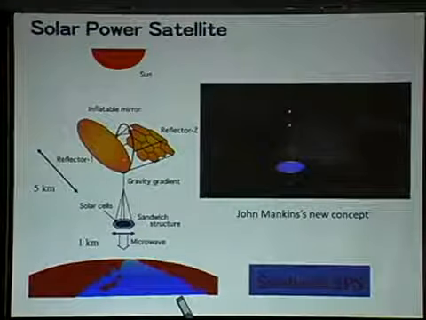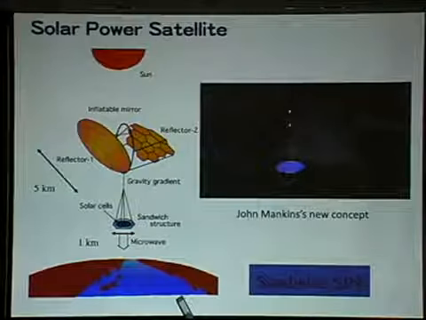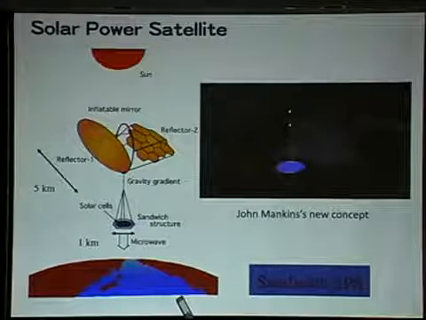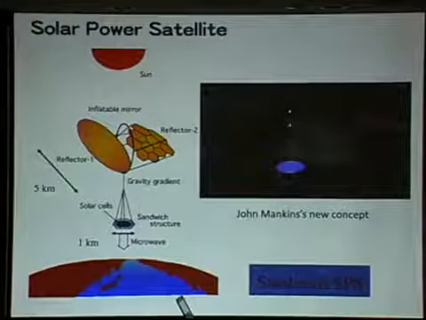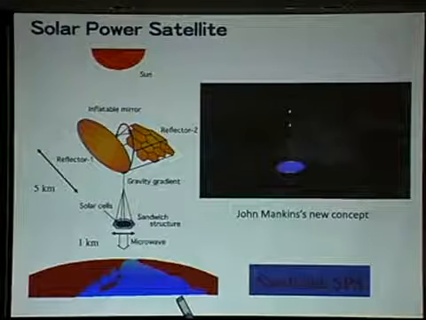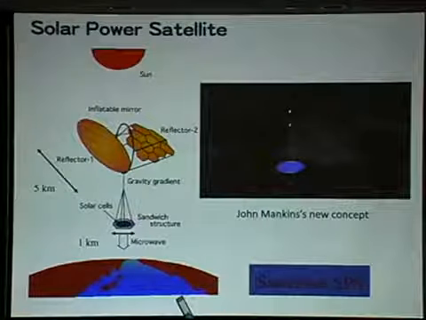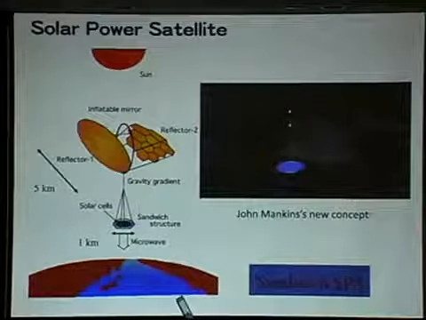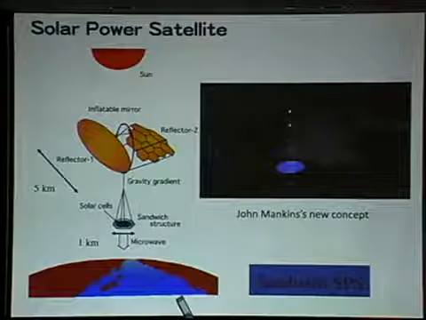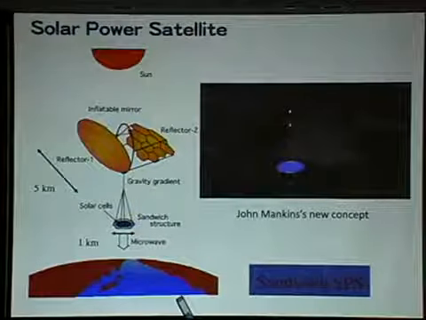you can understand the reflector is very huge. Maybe it is required to be 5 kilometers in diameter, and the transmit antenna must be over 1 kilometer. Too huge. But we have to reduce the weight of the sandwich structure. So maybe the structure must be flexible.